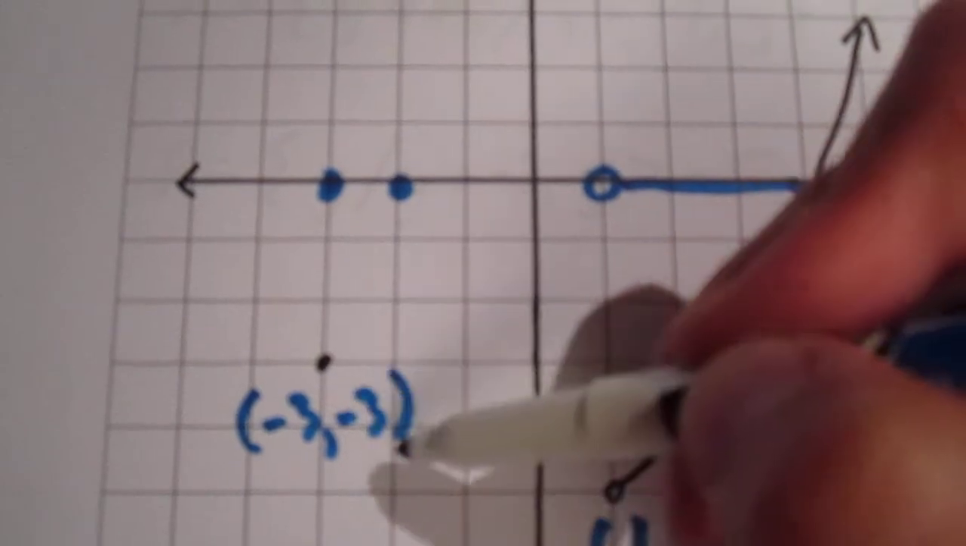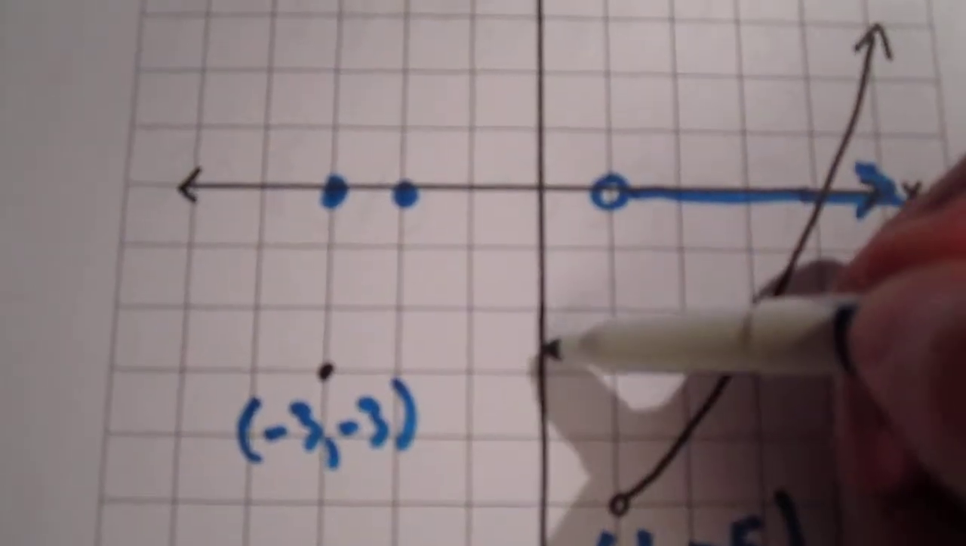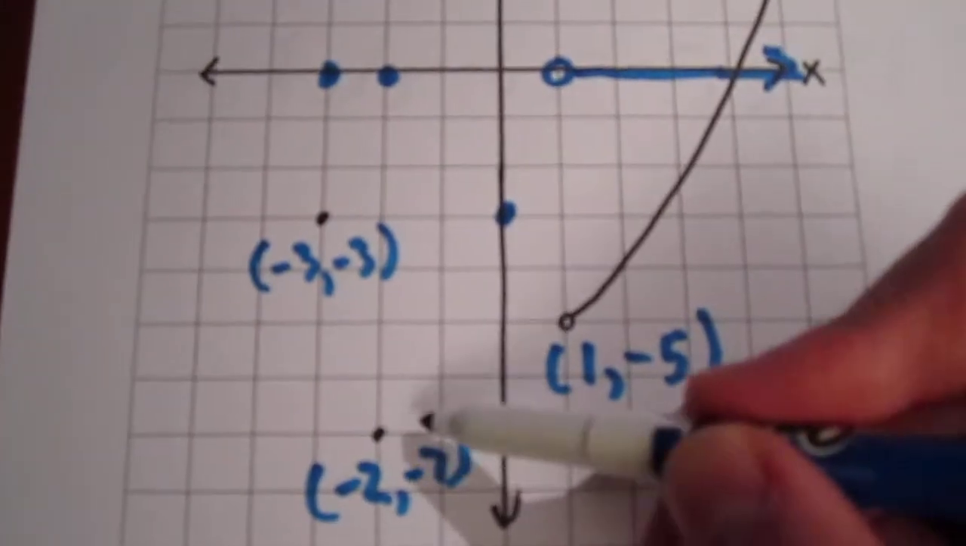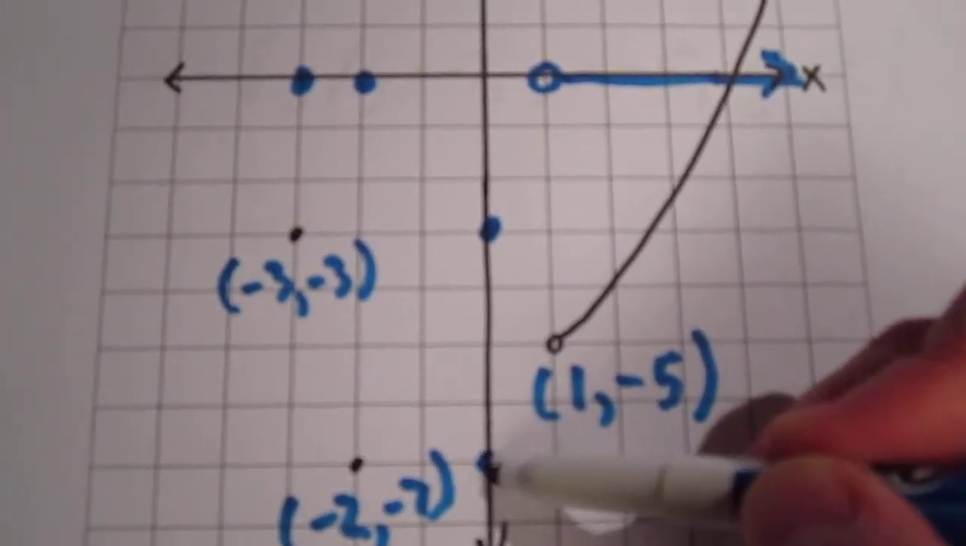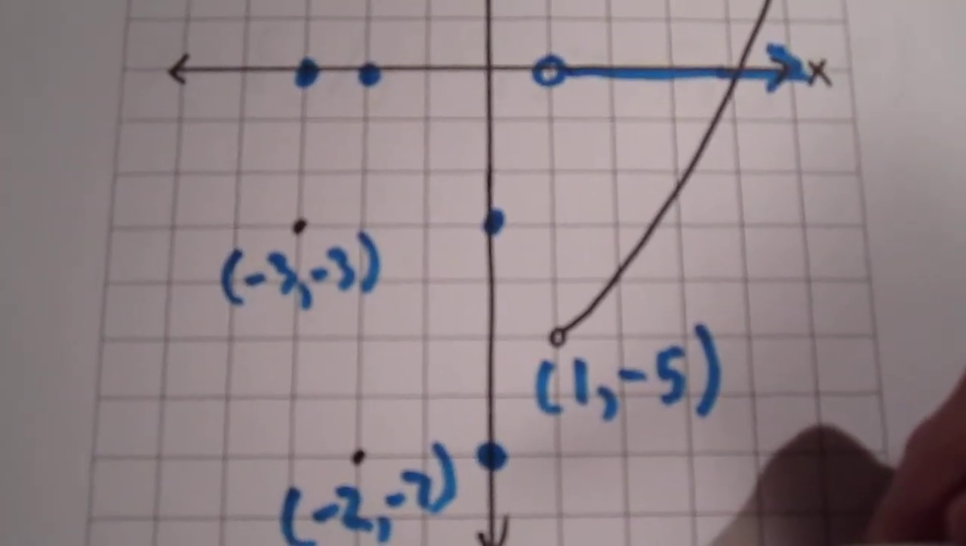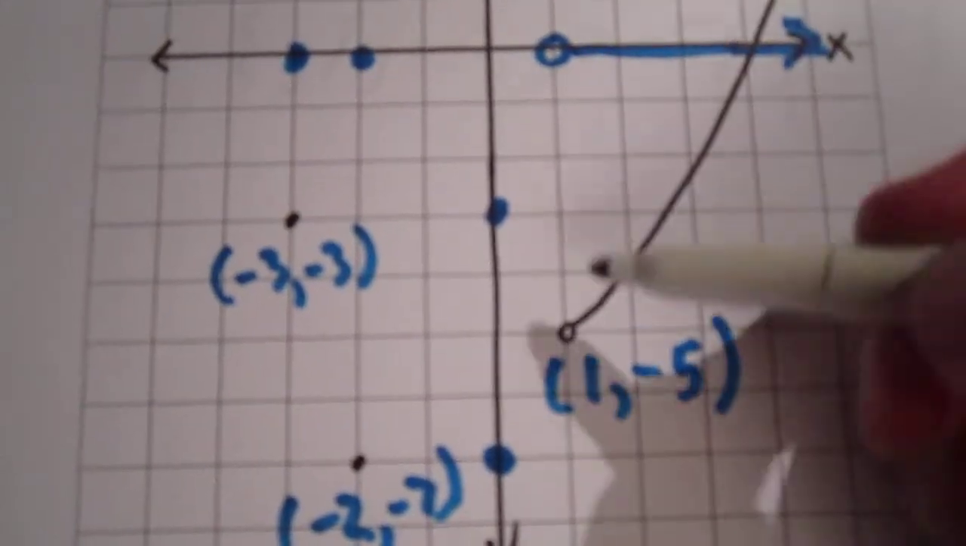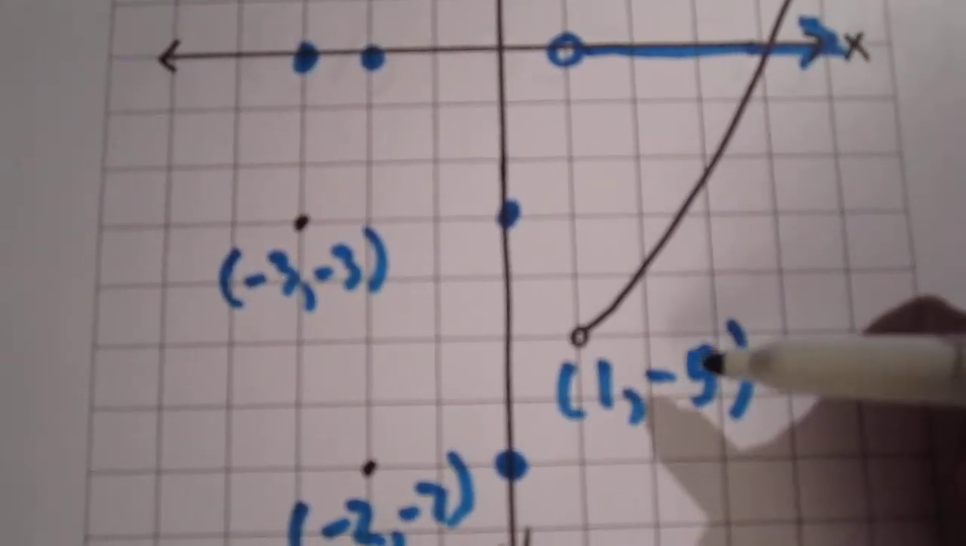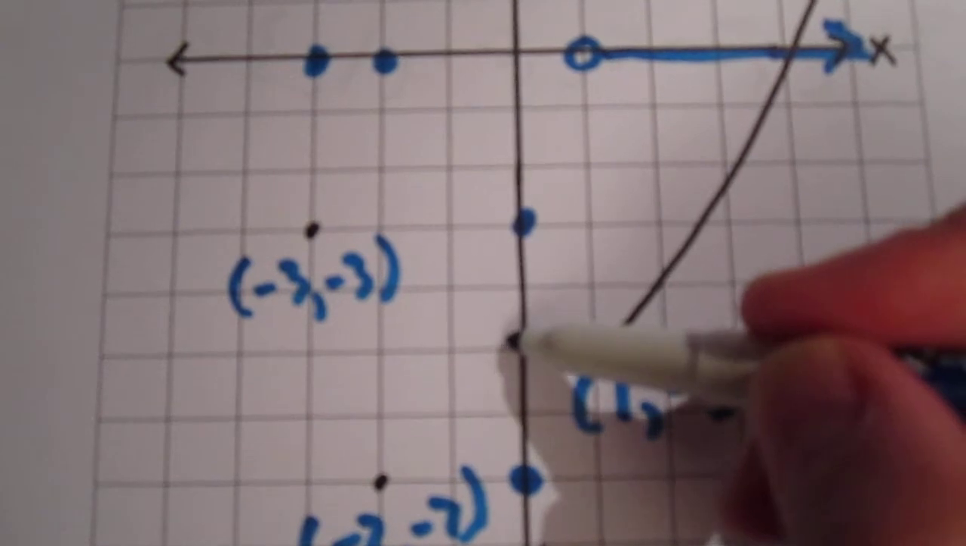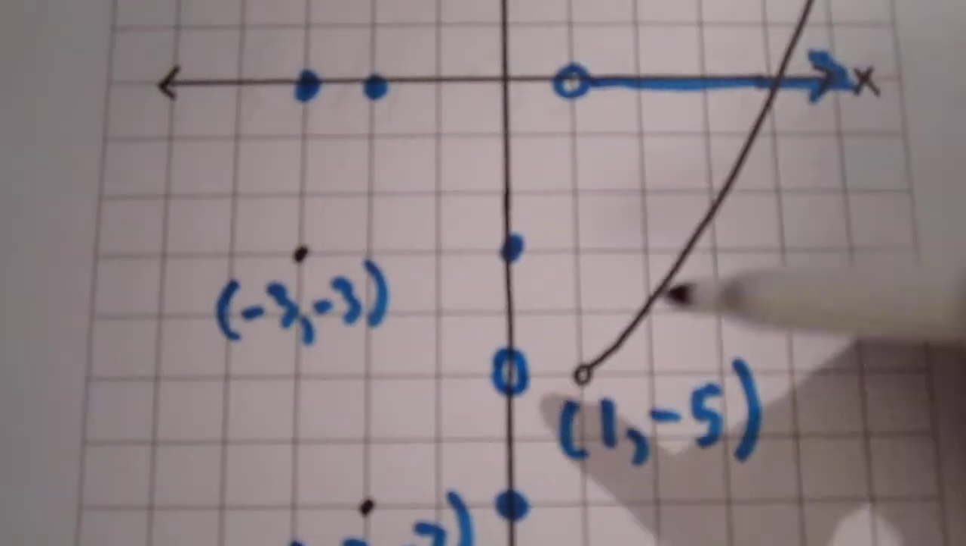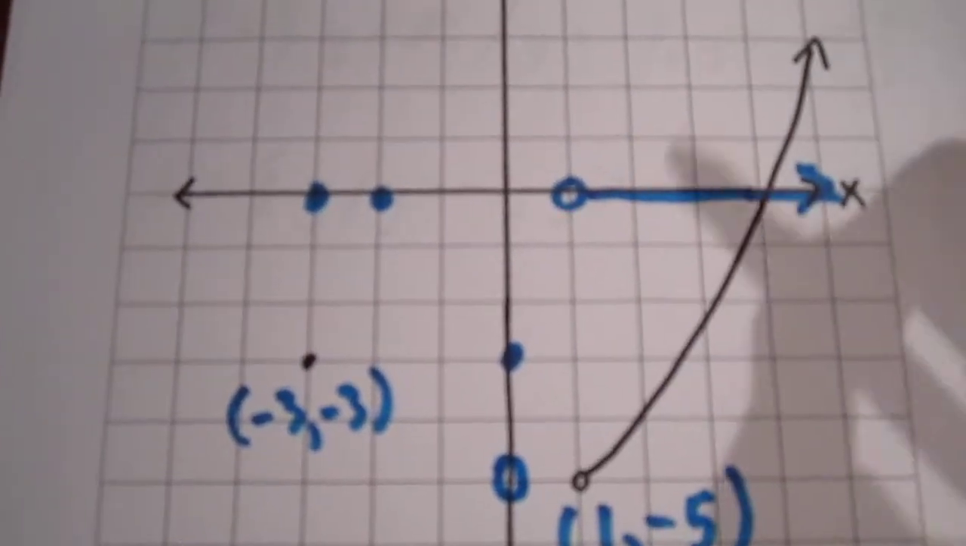The y component of this point right here is -3. The y coordinate of this point right here is -7. So we've dealt with our two discrete points. We then consider that this point has a y coordinate of -5 and that it then extends up infinitely high.